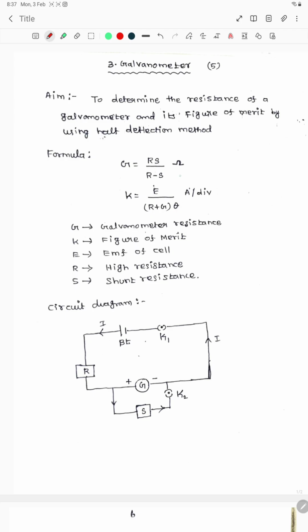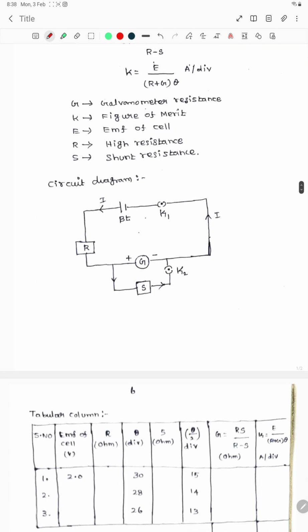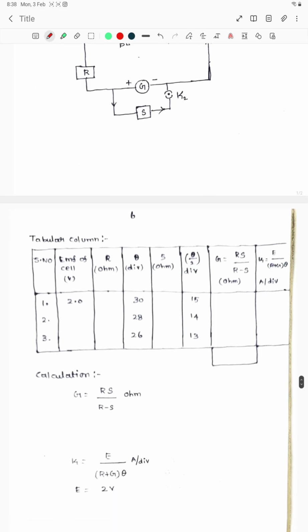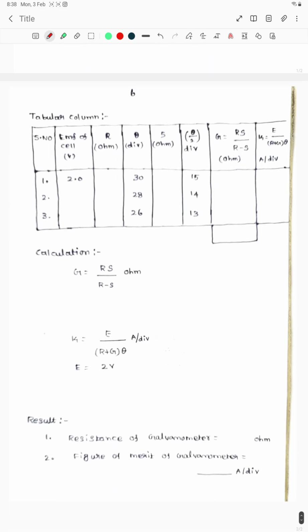Using this, here and here you have to write the unit. Please keep that in mind. Once the formula is written, you will draw the circuit diagram. There is no graph for this one, so no need for the model graph. And then you will write the table.